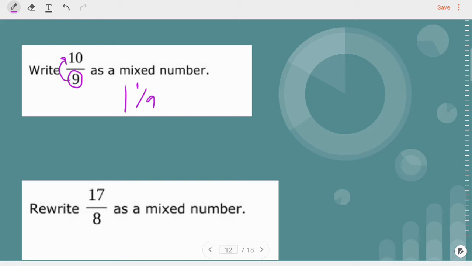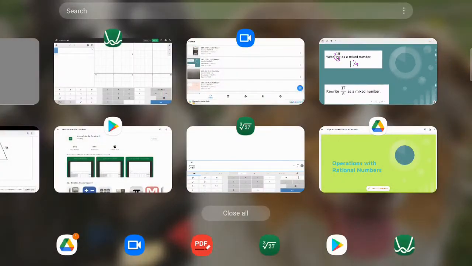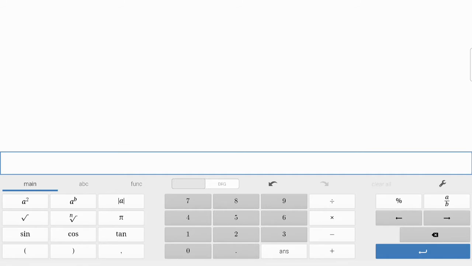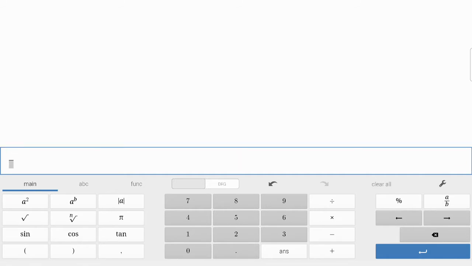Option number 2 is to use my calculator. So I think the Desmos calculator is great for this. So what I do is go to my calculator, make sure it's clear, and I type in my fraction. So fraction, I wanted to convert 10/9. So 10/9. Now, if I come over here and click the button, you'll see it stays as that 10/9. So how do I get that mixed number, that whole number and that fraction?